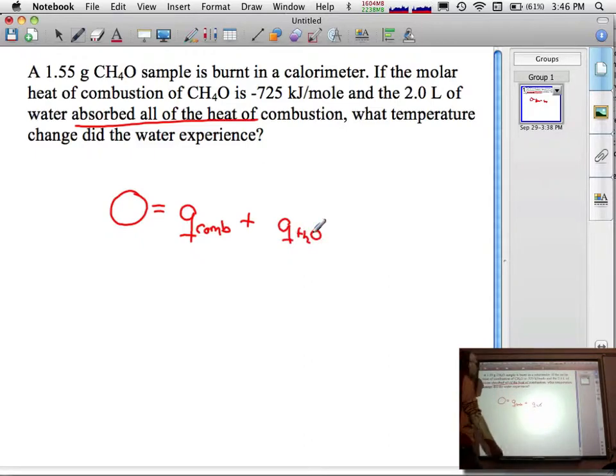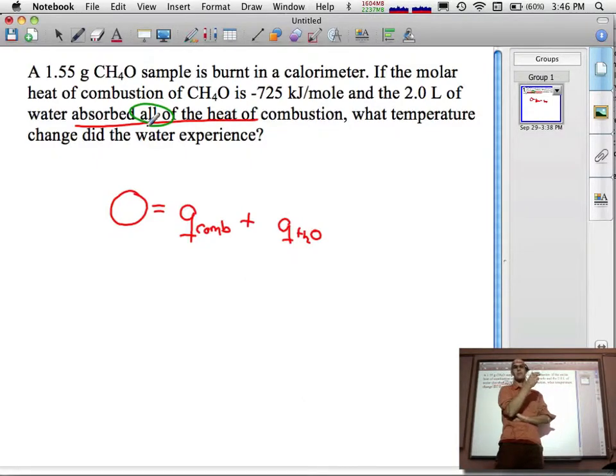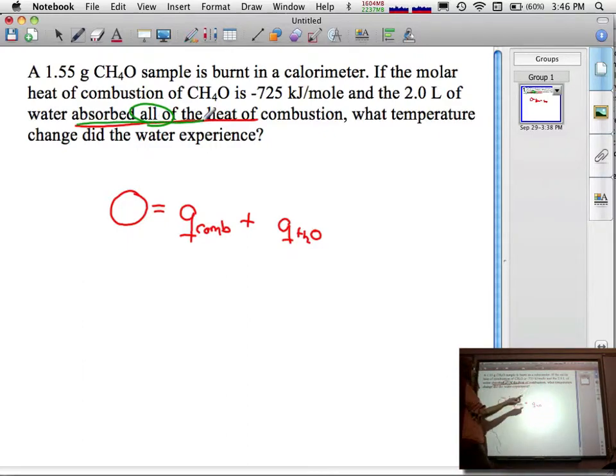Okay. Question is there anything else? Well, it says that the water absorbs all of the heat of combustion. And to me, that suggests that there's actually not any heat that's gained or lost by the calorimeter, since the water is absorbing all of that heat. So just two terms here, just the combustion heat and the water heat.